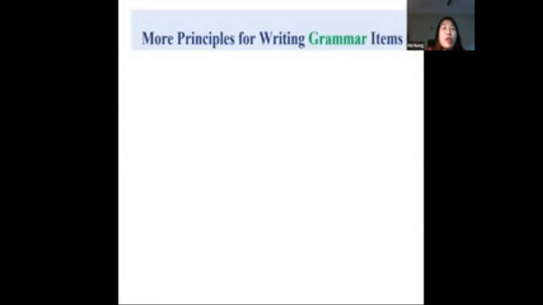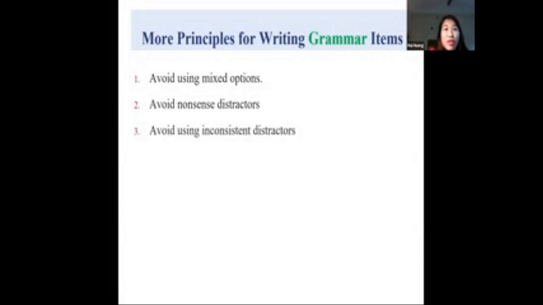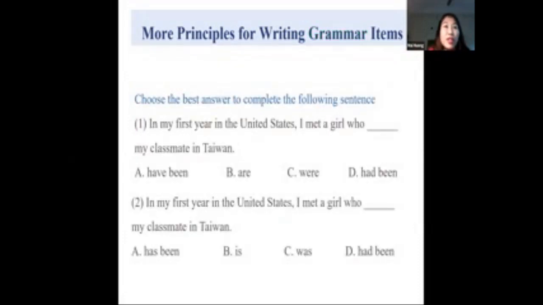And now I talk about two more principles for writing grammar items. The first one is avoid using mixed options, and the second one is avoid nonsense distractors. So what are mixed options and what are nonsense distractors? I'm going to tell you now. And principle number three is to avoid using inconsistent distractors. So I give some examples to clarify this.